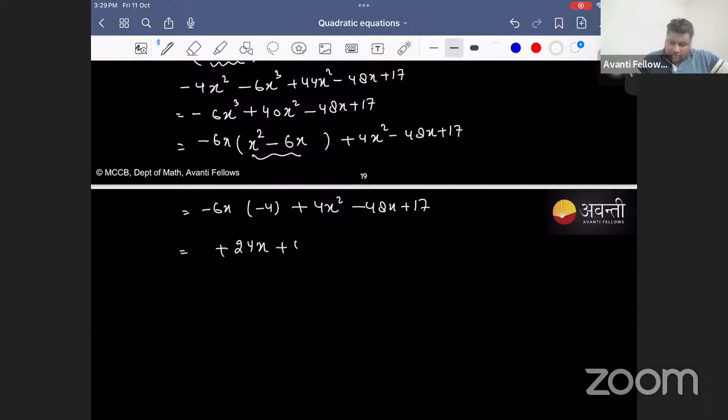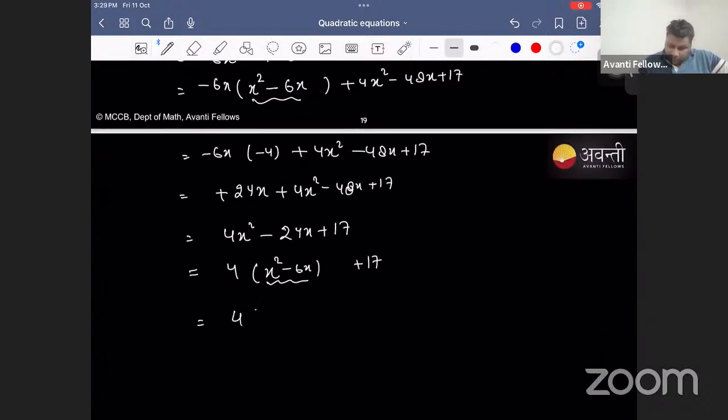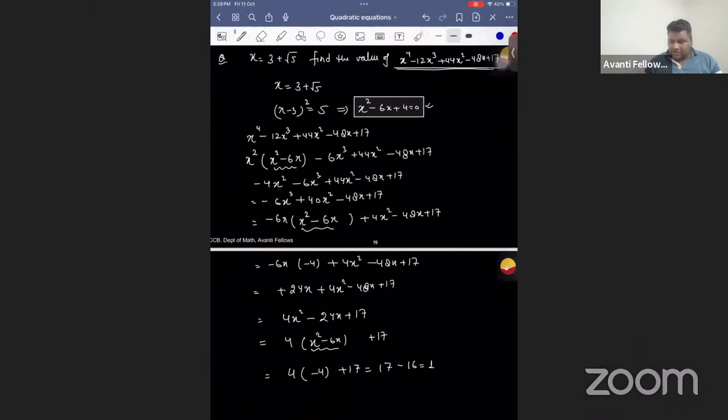So plus 24x minus 48x plus 17. So it is 4x square minus 24x plus 17. Take 4 common: 4 into (x square minus 6x) plus 17. This value is again what? Minus 4. So 4 into minus 4 plus 17, so it is 17 minus 16, that is 1. See, I did not do anything exceptional. I just keep on changing the value and keep on changing the parameter.